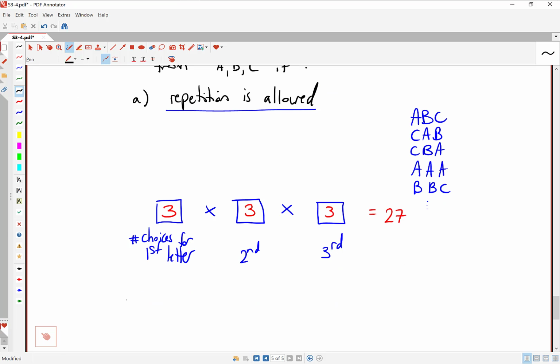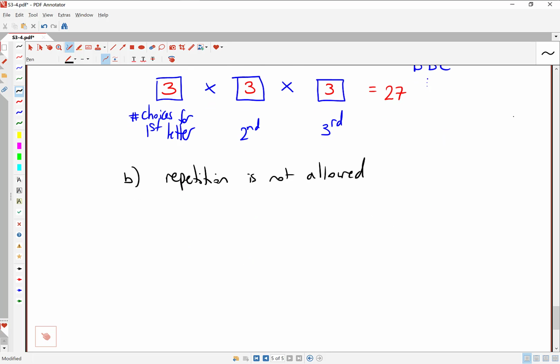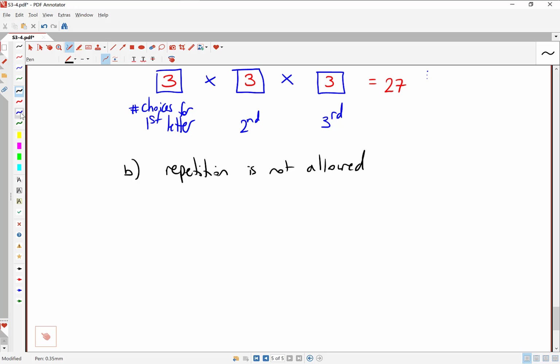But now let's change this, and let's say in part B, repetition is not allowed. Okay, so now we've got these 3 letters, A, B, and C, and we're really just deciding the order in which to write them down. So you could have ABC, you could have ACB, you could have CBA, etc. It's a pretty small list of possibilities, so you may be able to figure it out just by writing out all the possibilities. But let's see if we can use the multiplication principle to figure it out.